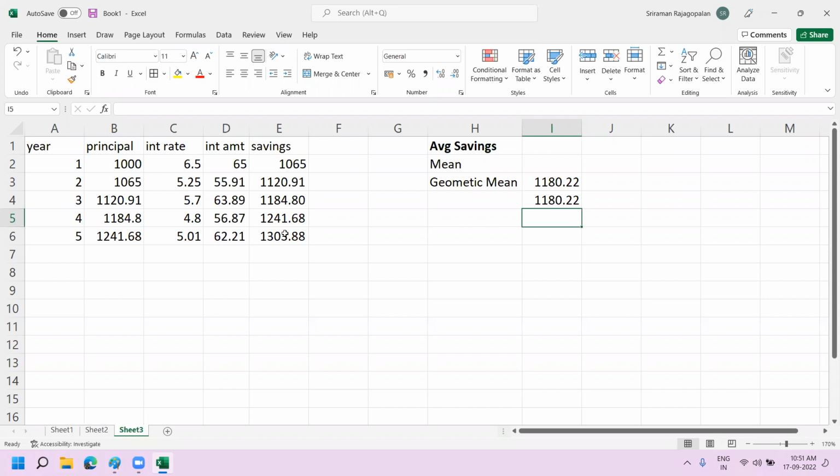Now compare this number with the regular average and see if there is a difference. So I can use average. So you can see that there is a difference of 3.2 rupees for every 1,000 rupees. So this is a big difference.